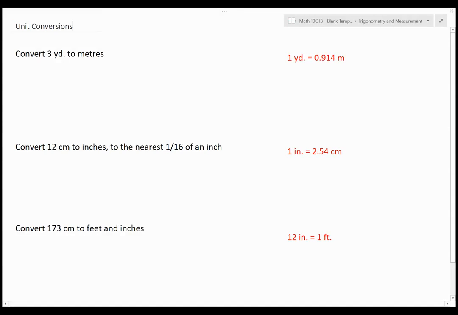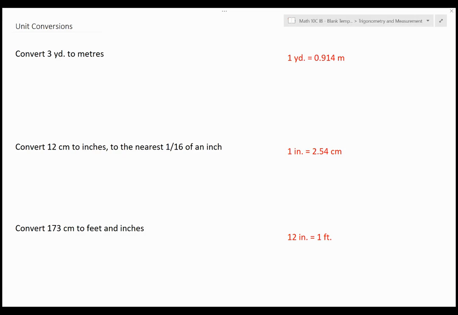Hello. In this video, we're going to look at converting between units, and we're specifically going to look at converting back and forth between imperial measurement and metric measurement. So let's start with, for example, a distance of 3 yards, and we want to convert that to meters.